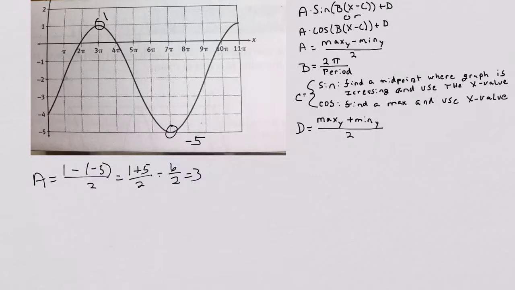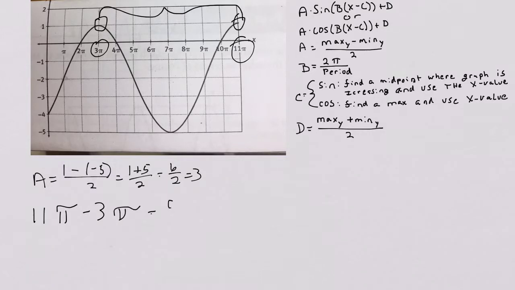The next thing we need to find is b. To find b, we actually need to know what the period is. The best way to find out what the period is, simply go from maximum to maximum or minimum to minimum. It's the easiest and most obvious way to see how long it takes for the wave to repeat. Well, I have a maximum that occurs right here at 3 pi. And I have another maximum that occurs right here at 11 pi. Well, we need to find the actual distance between 3 pi and 11 pi. The way you do that is you simply do 11 pi minus 3 pi, and that's going to give you 8 pi.